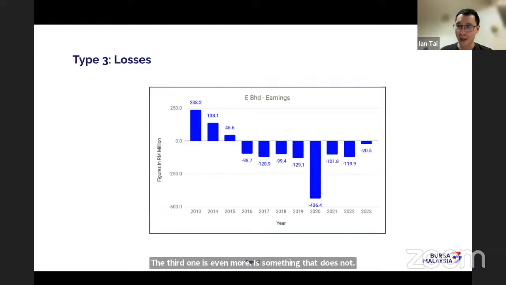The third one is even more, is something that does not even make any sense at all. It's where you buy a company that keeps on losing money. So for E Berhad, every year lose money. What for you invest in this stock? You invest simply because you want to have a share in the company's profits. But this company is not profitable. So if it's not profitable, why do you want to invest? So for this company, no way you're going to calculate CAGR. And any company that doesn't allow you to have CAGR, you can actually forget it. No need to invest in this type of companies.